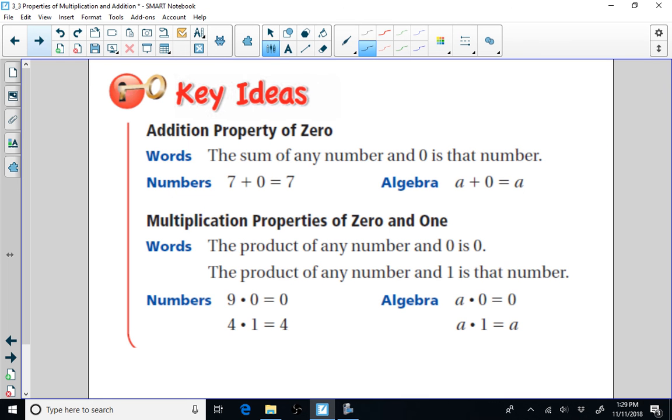All right, let's continue. We also have the addition property of 0. The sum of any number and 0 is that number. 7 plus 0 is 7. You guys did learn that last year. In words, we have the multiplication property of 0 and the multiplication property of 1. The product of any number and 0 is 0. The product of any number and 1 is that number. It's also called the identity property of multiplication. And here are some examples.